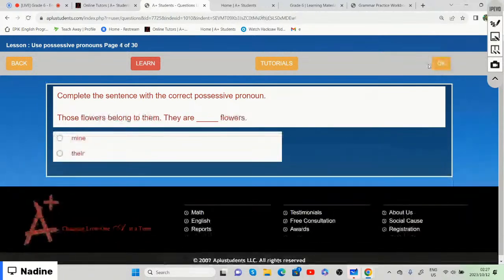Those flowers belong to them. So those flowers belong to them. And if it belongs to them, then we say they are flowers. Is it my flowers or their flowers if it belongs to them? Whose flowers is it?